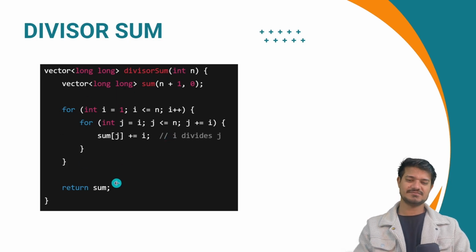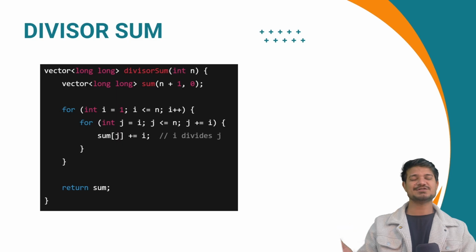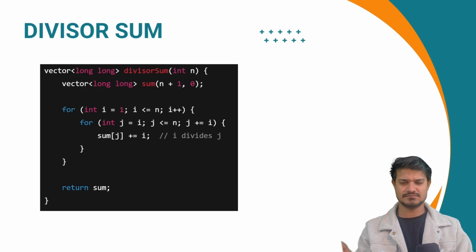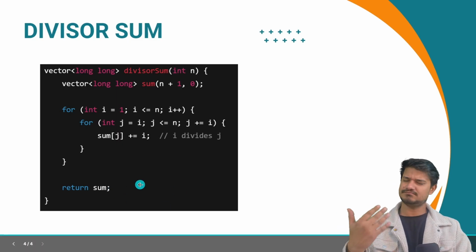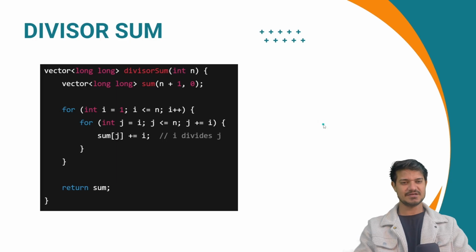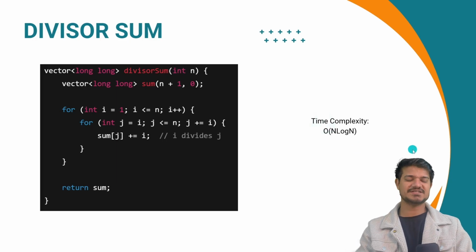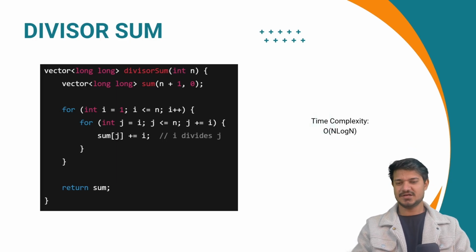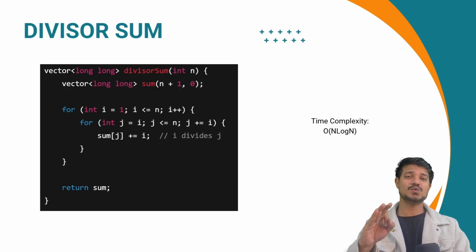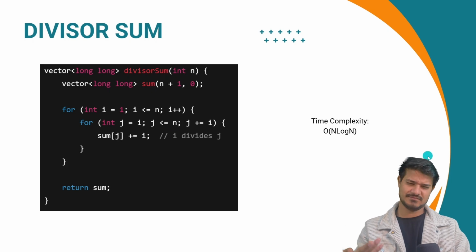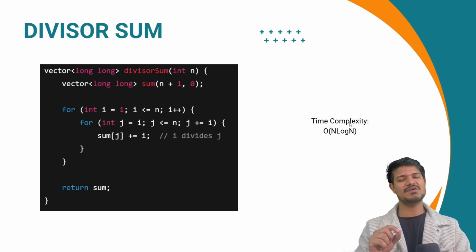Once you are done with it, you can return the sum array. And now if you want the divisor sum of number 12, you just check sum of 12. That's it, right? Again, time complexity is n log n, because you're not checking whether i is a prime number or not. You are directly going through all of the multiples of i. It's a little bit higher time complexity than Sieve, but still much better, right?